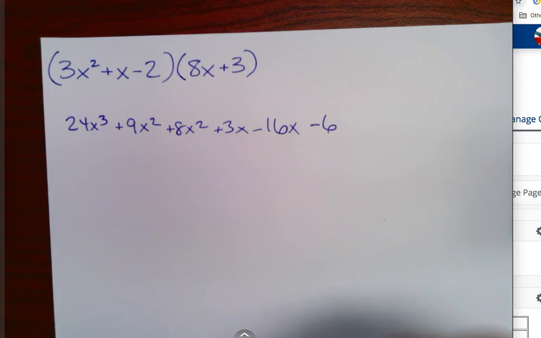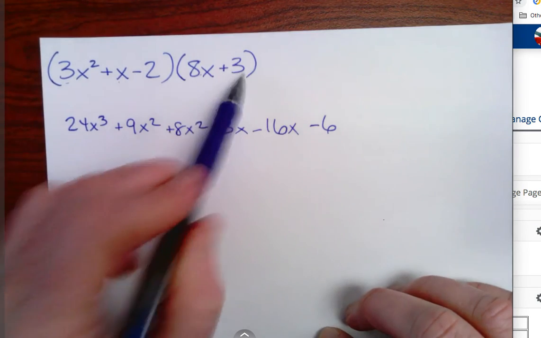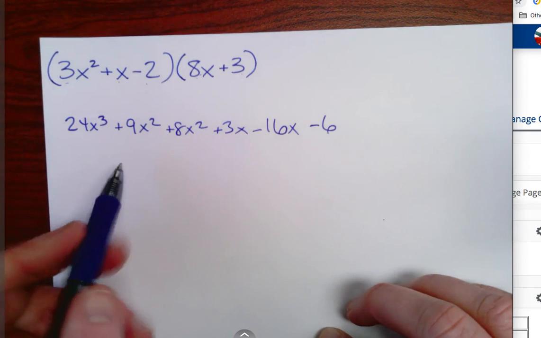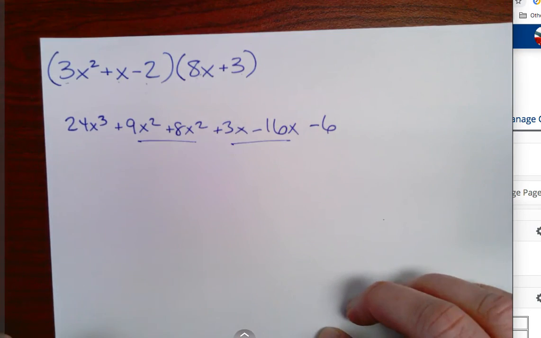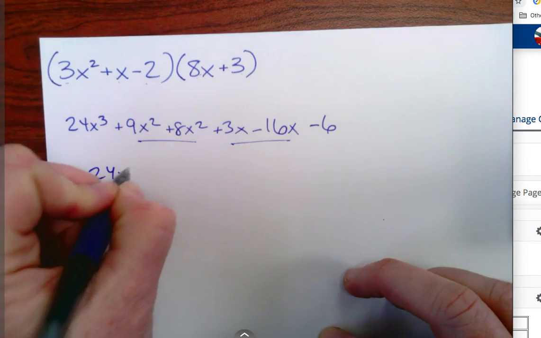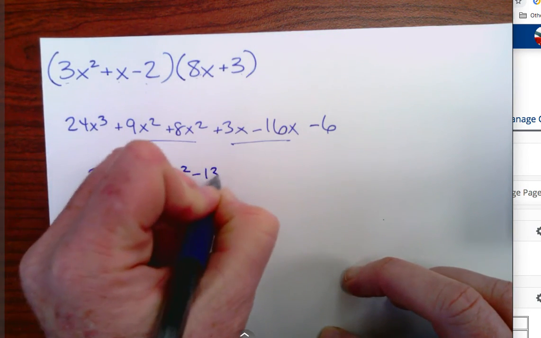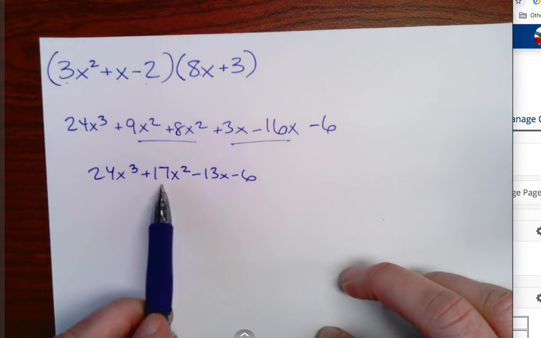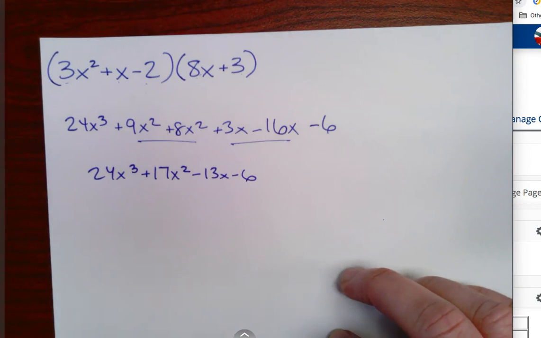I was very methodical about what I did. I took the 3x squared, multiply, multiply, x, multiply, multiply, negative 2, multiply, multiply. That way you get all of them, or you could use the box method. Now we combine like terms. If you're methodical like the way I did it, the like terms end up next to each other. 9 and 8x squared is 17. 3 and negative 16 is negative 13x. And there's your answer.